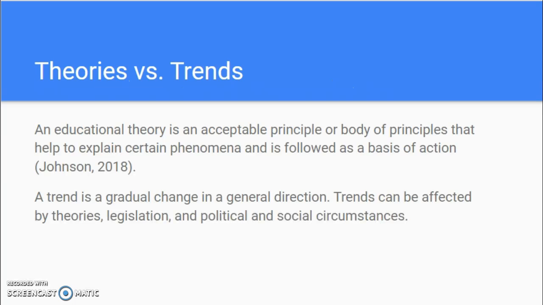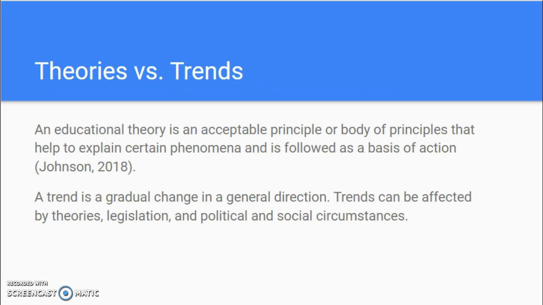Moving forward, we need to differentiate between theories and trends. An educational theory is an acceptable principle or body of principles that helps to explain certain phenomena and is followed as a basis of action. You can think of this as the foundation of a house. A trend is a gradual change in a general direction. Trends can be affected by theories, legislation, and political and social circumstances.